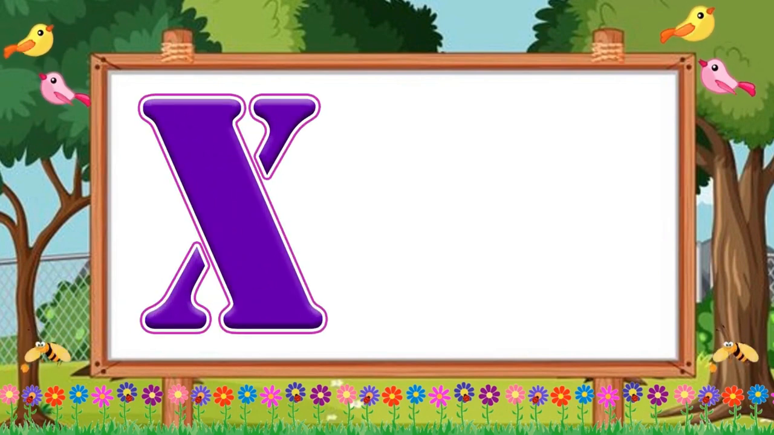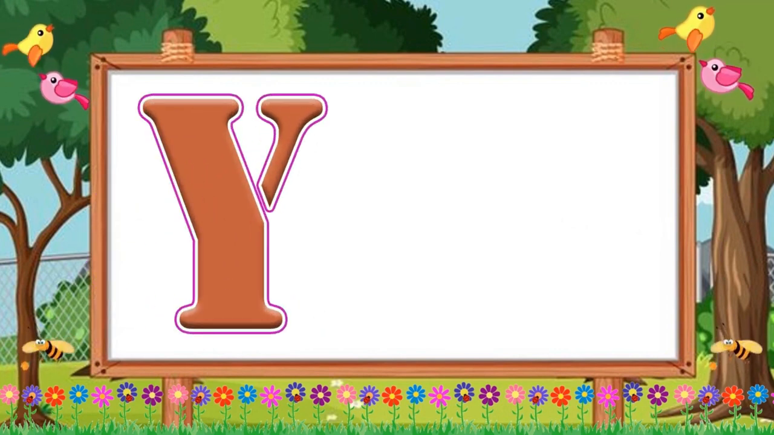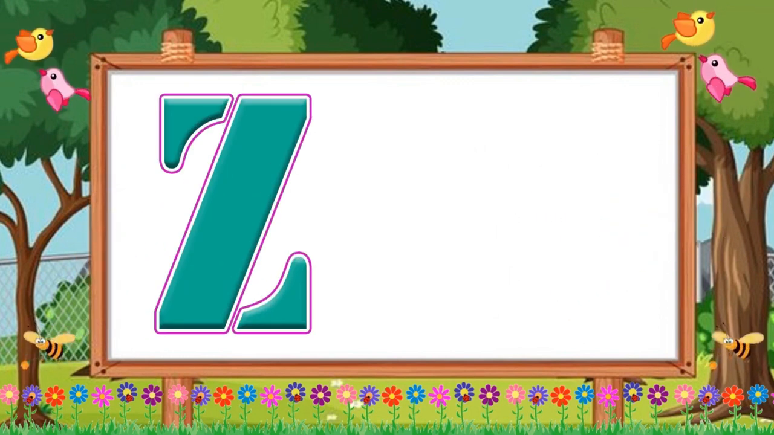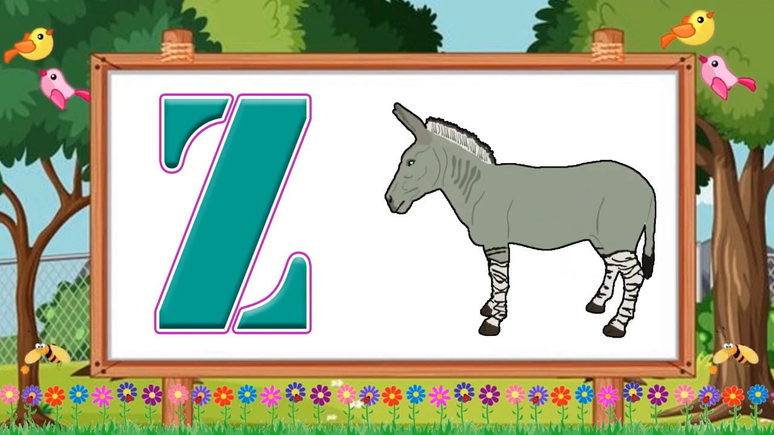X. X for Zinarstra. Y. Y for yarn. Z for Zonky.